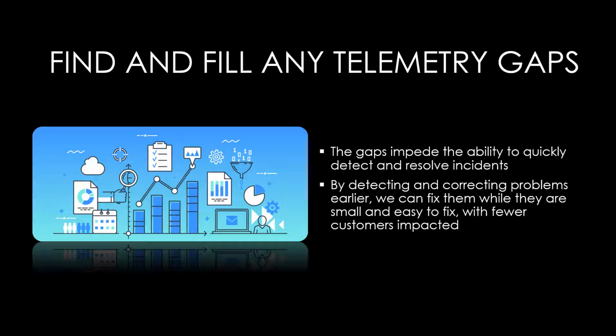Once the telemetry works in the system, we need to be able to see everything it has. It's necessary to have metrics from specific levels: business level, application level, infrastructure level, client software level, and deployment pipeline level. By detecting and correcting problems earlier, we can fix them while they are small and easy to fix, with fewer customers impacted. It should be our priority when we use telemetry.